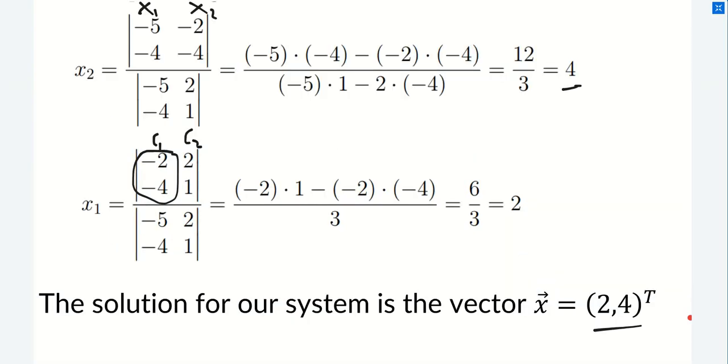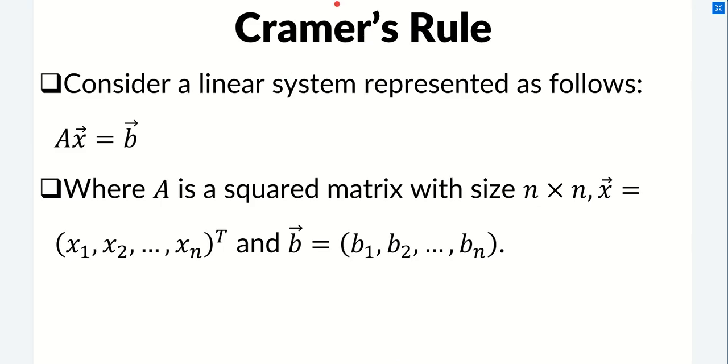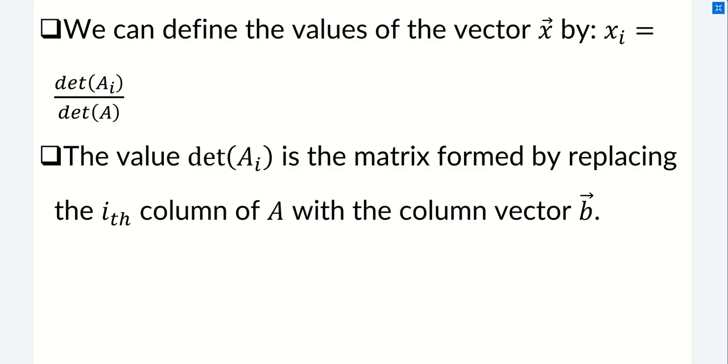All right, so let's be quick so I don't waste time. The Cramer's rule is what we just saw, and this is the formula. When you go through the slides, you understand it. If you want to find x1, it is the determinant of the matrix formed by replacing the ith column of A with the column vector B. So if you want to find x1, you need to replace the first column by the vector B, and I did show you over here.